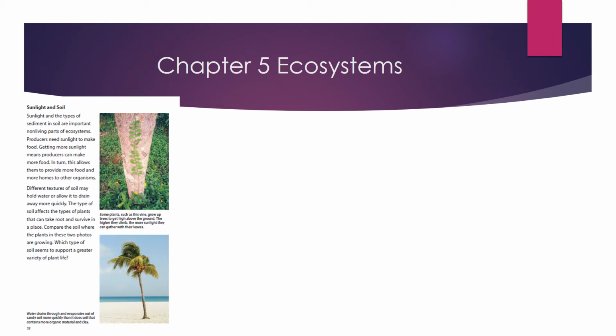Different textures of soil may hold water or allow it to drain away more quickly. The type of soil affects the type of plants that can take root and survive in a place. Compare the soil where the plants in these two photos are growing. Which type of soil seems to support a greater variety of plant life?